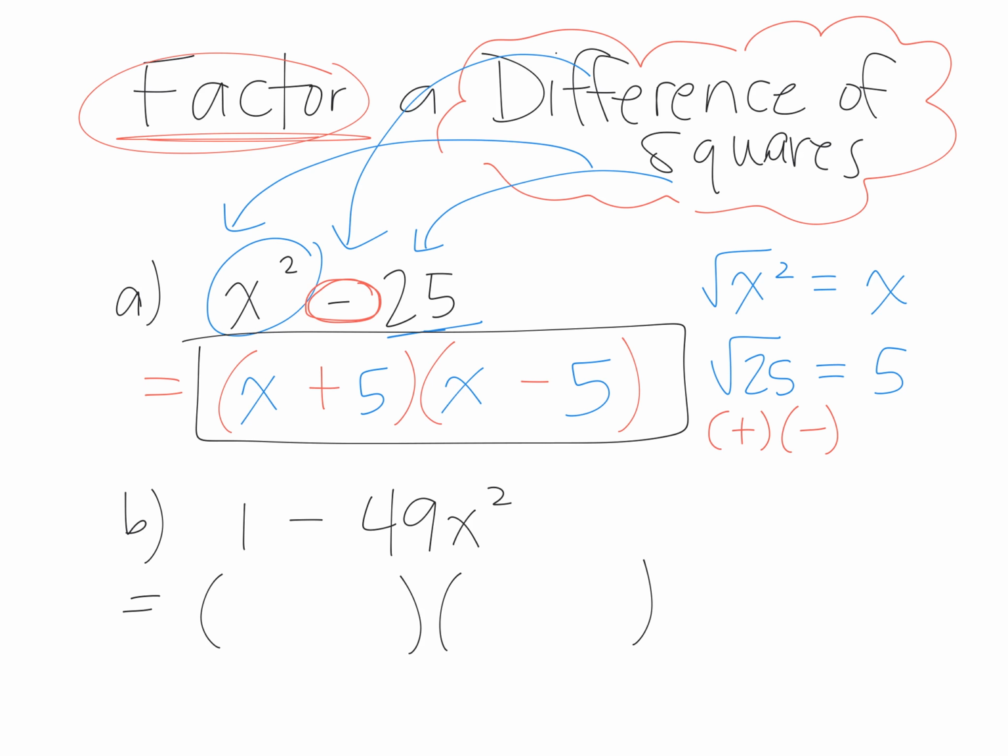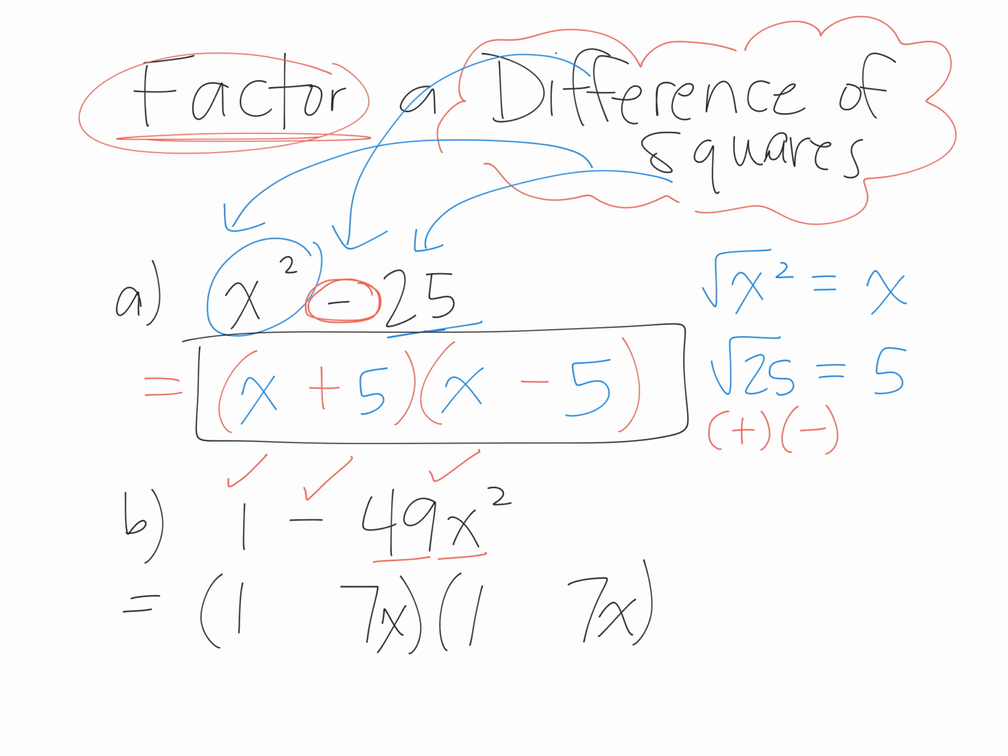So you're looking for two things that multiply together to give you back the answer. Is it separated by subtraction? Is this a perfect square? Is this a perfect square? What is the square root of 1? Okay, so that has to be my first term. I'm finding the square root of the first term. What is the square root of 49x squared? The square root of 49x squared is 7x.